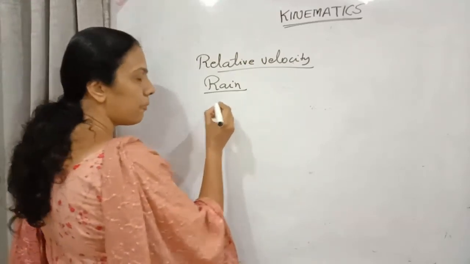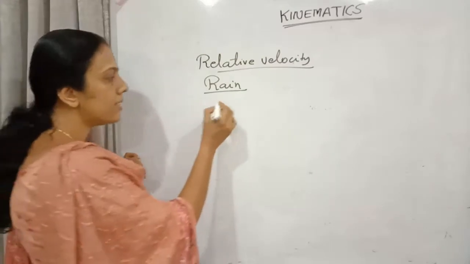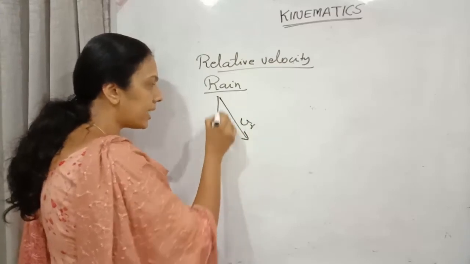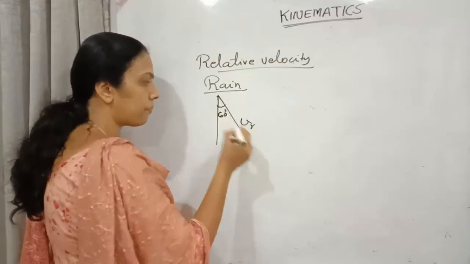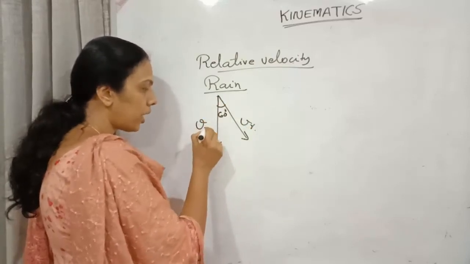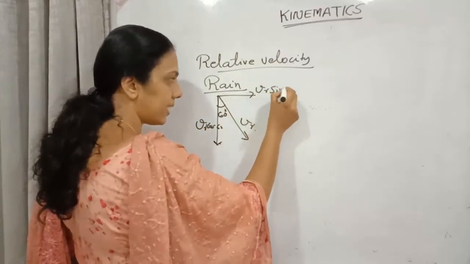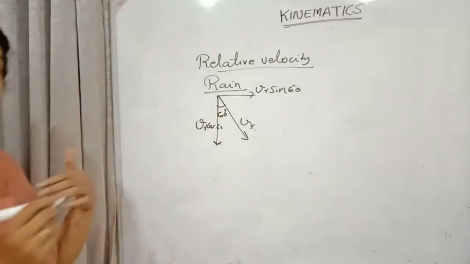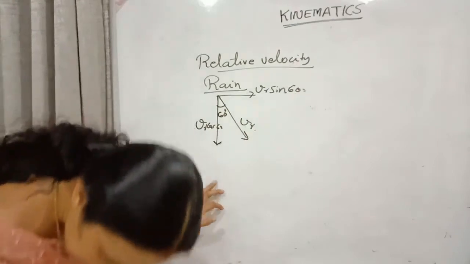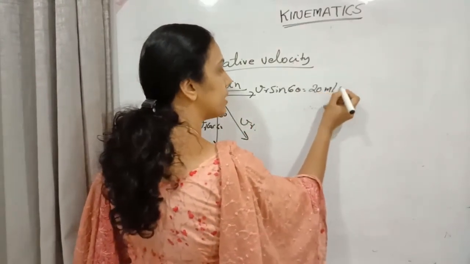Here, when a person is standing at the roadside, he is holding his umbrella at an angle 60 degree with the vertical. So this is the velocity of the rain. So here we can divide it into components, VR cos 60 and this is VR sin 60. Okay, now the person starts moving with a velocity of how much? It's given 20 meters per second. He is moving with a velocity of 20 meters per second.